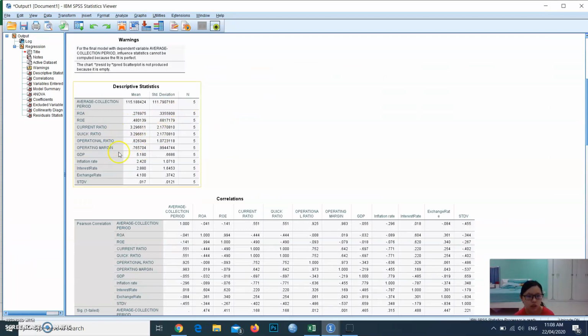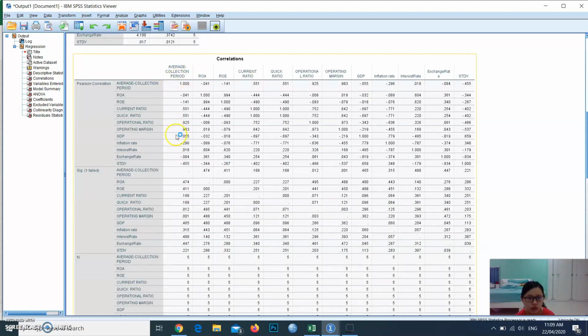From this table, we can see all the variable means and standard deviations. From this table, this column, we can see the relationship between dependent and independent variables. From our data, we can see that ROA, ROE, GDP, inflation rate, exchange rate, STDV have a negative correlation with the dependent variable, meaning that decreasing the independent variable might resolve the credit risk of the company.